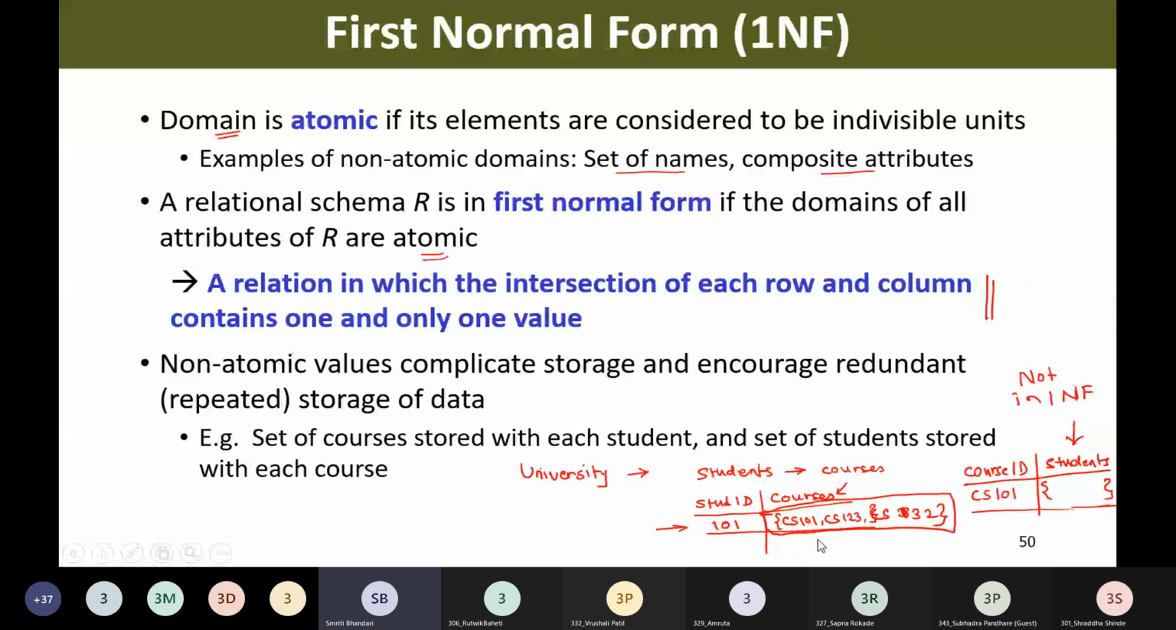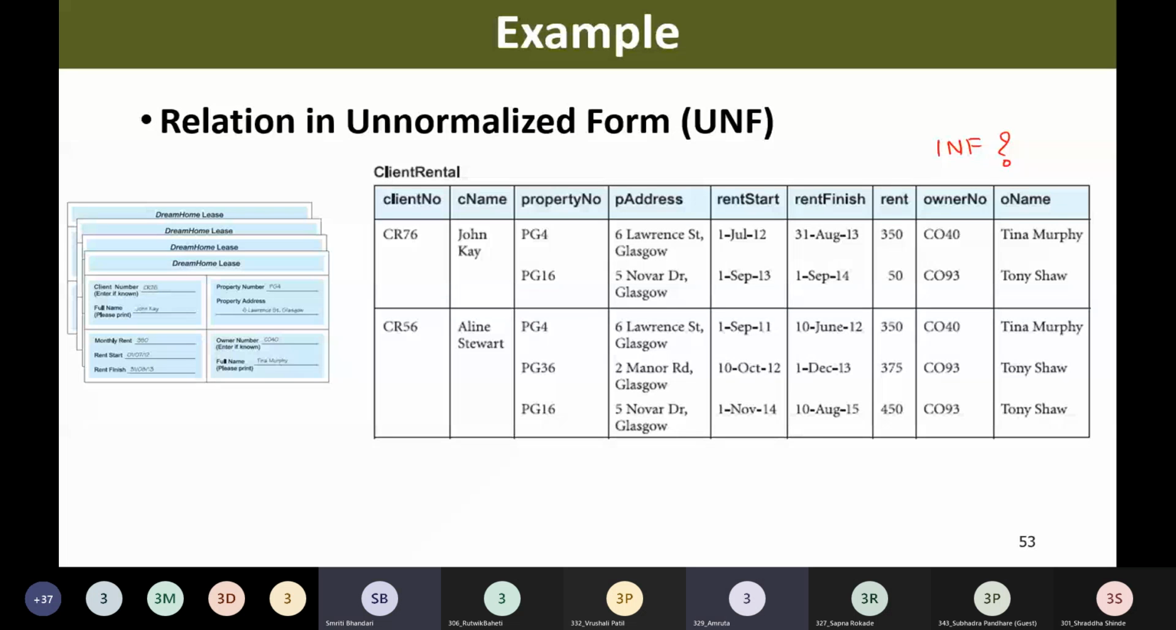If in a particular relation, the intersection of a particular row and column contains more than one value, then we say that it is not in 1NF. If the intersection of each row and column contains one and only one value, then we say that it is in 1NF. So these two relations are not in 1NF.